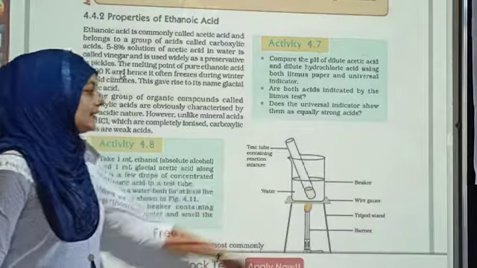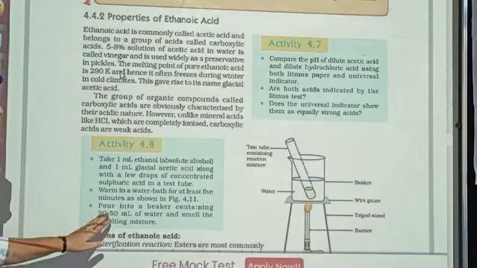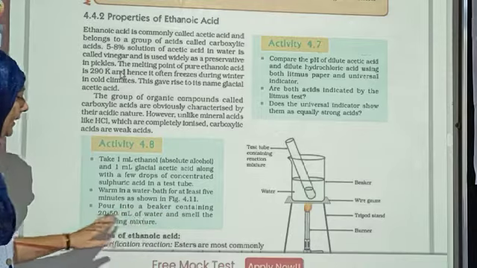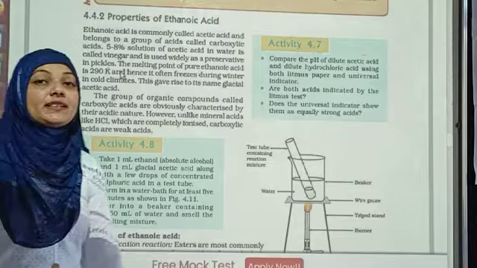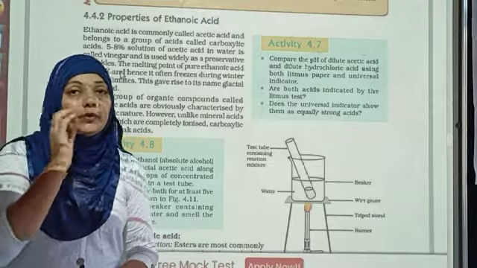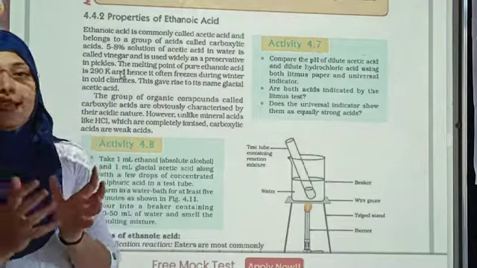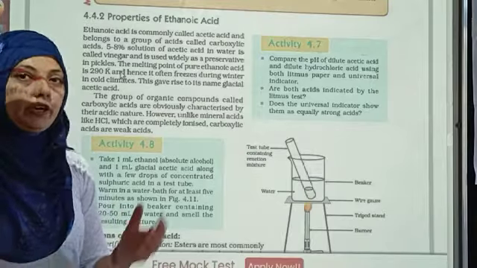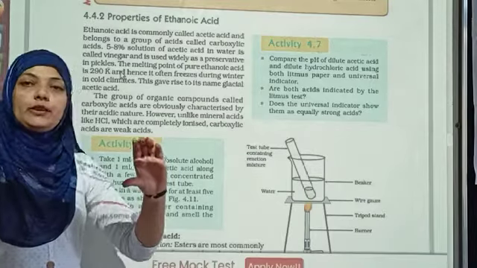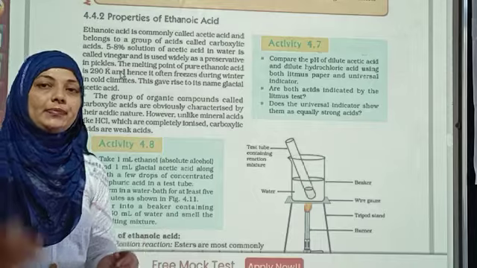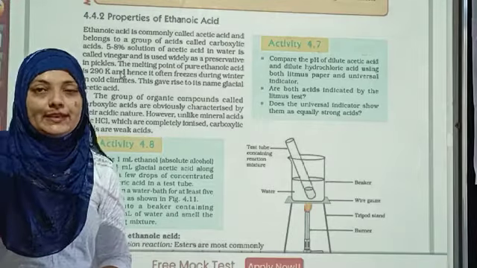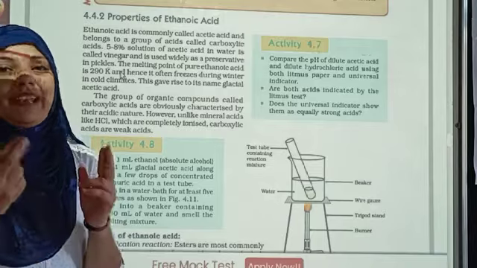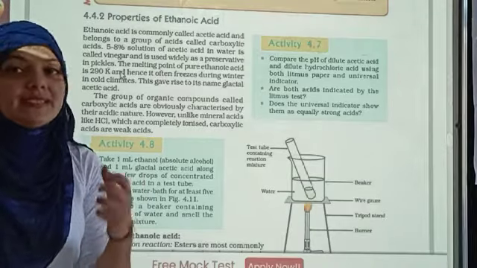Now you have to heat this for a few minutes. Pour into a beaker containing 20 to 50 ml of water and smell the resulting mixture. What are you going to do? You are going to take the ethanol, take the acetic acid, and heat it in the water bath for a few minutes. Then you take the beaker in which water is there, pour that material, and then smell. Dear student, it is going to give you a fruit-like, sweet smell.